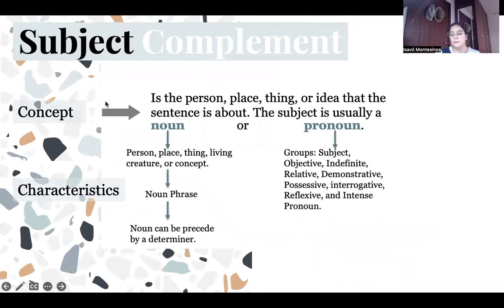Okay, so the subject complement. The subject can be a person, place, thing, or idea that the sentence is about. The subject is usually a noun or a pronoun. As I said before, a noun can be a person, place, thing, living creature, or concept. A noun can be a noun phrase, and a noun can be preceded by a determiner. And in the case of pronouns, let's remember that pronouns are divided into many groups. For example, subject pronouns. I have a chart, so I'm going to show you in order to explain.